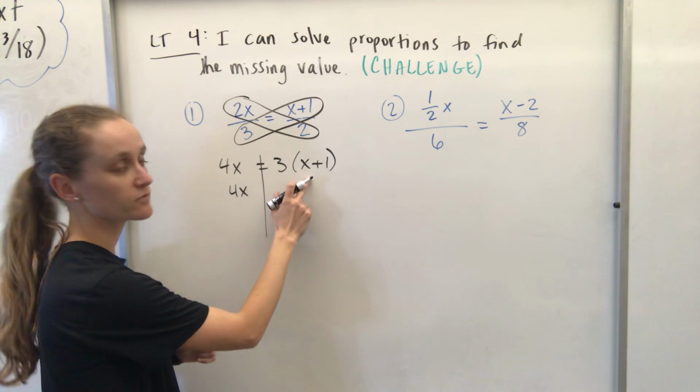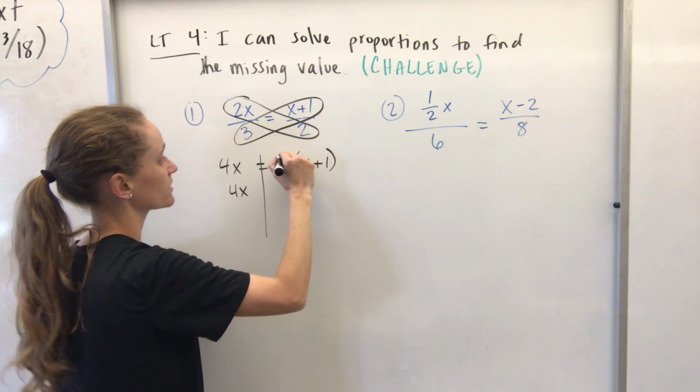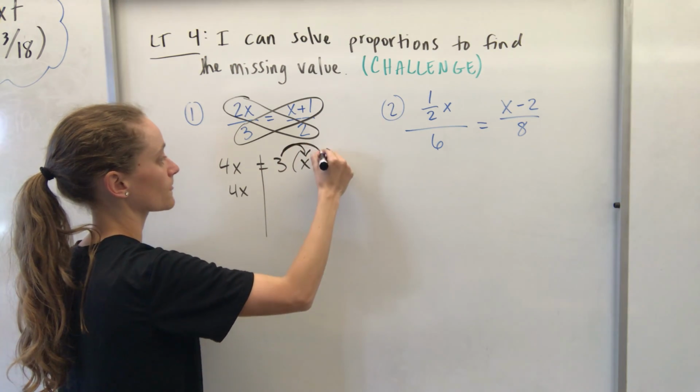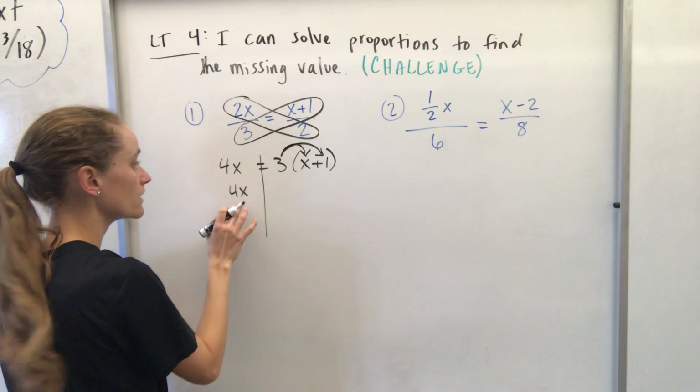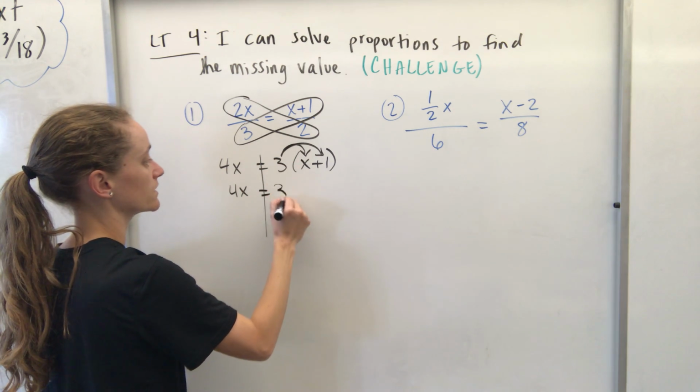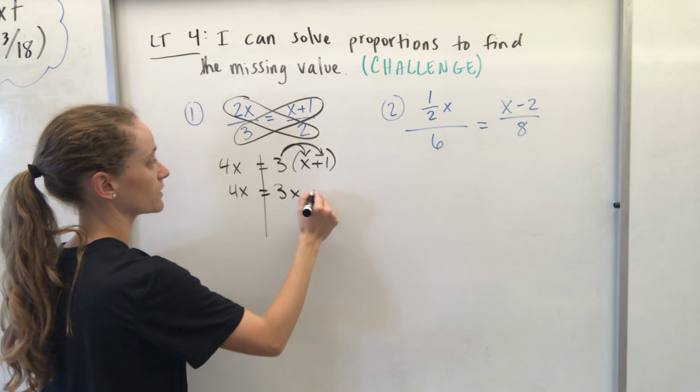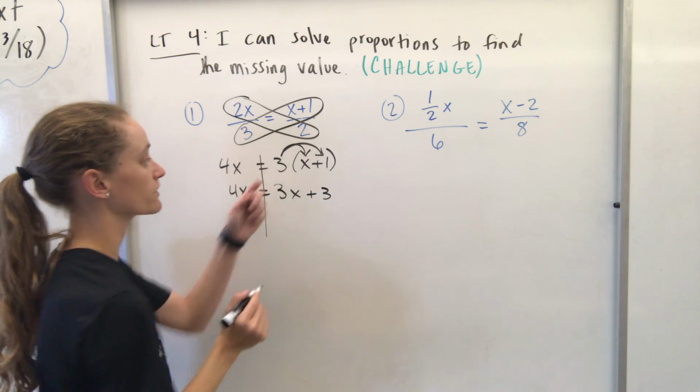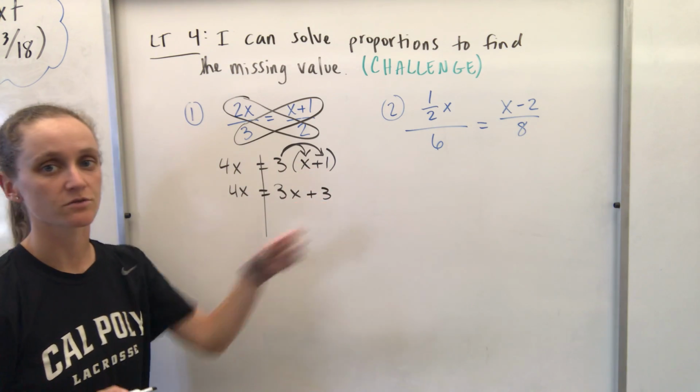And then when I have a number in front of the parentheses like this, I'm distributing. So I have 3 times x, and then 3 times 1. And so 3 times x is 3x. And then 3 times 1 is 3, so I have plus 3.